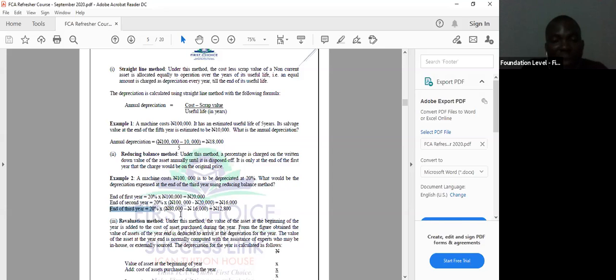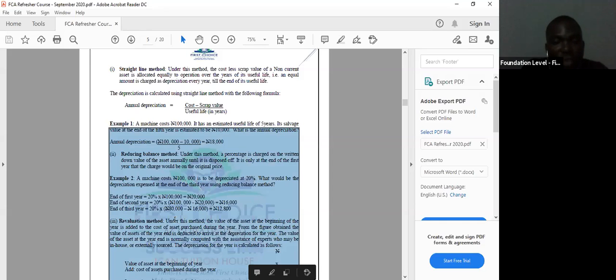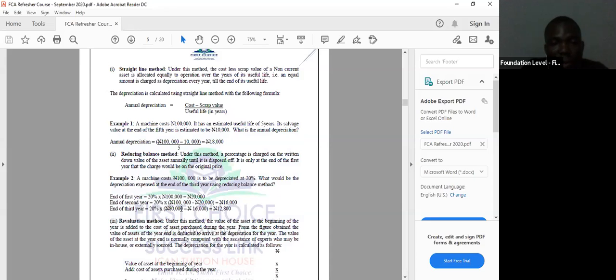Now, after we have this 20%, we have 80,000. How do we arrive at 80,000? This 100,000 minus 20,000 will give us 80,000. Then minus the 16,000 will now give us the net book value, the carrying amount at the beginning of the third year. And that will give us a total of, let's see, 64,000. So 20% of 64,000 will now give us what?